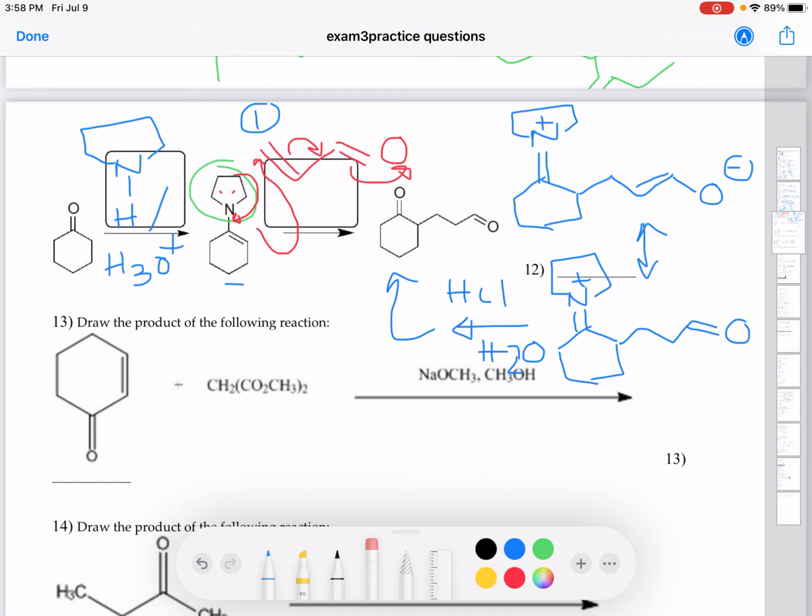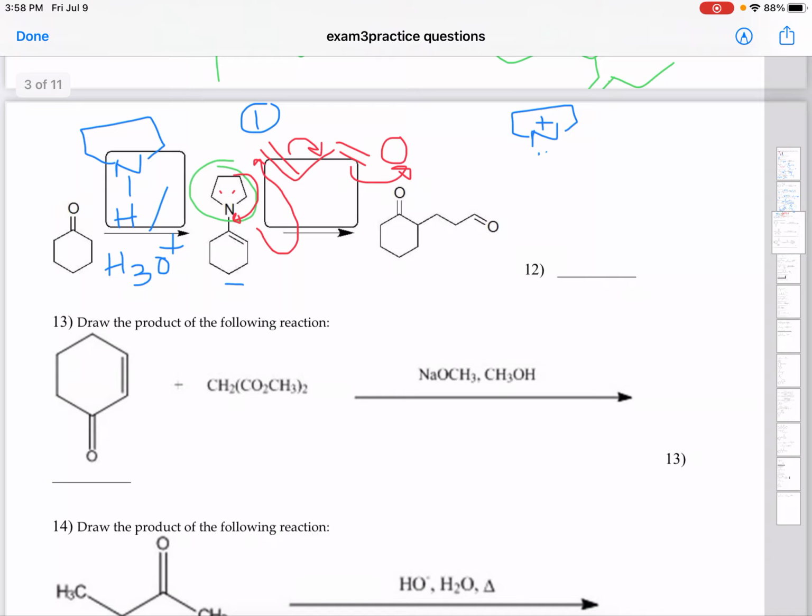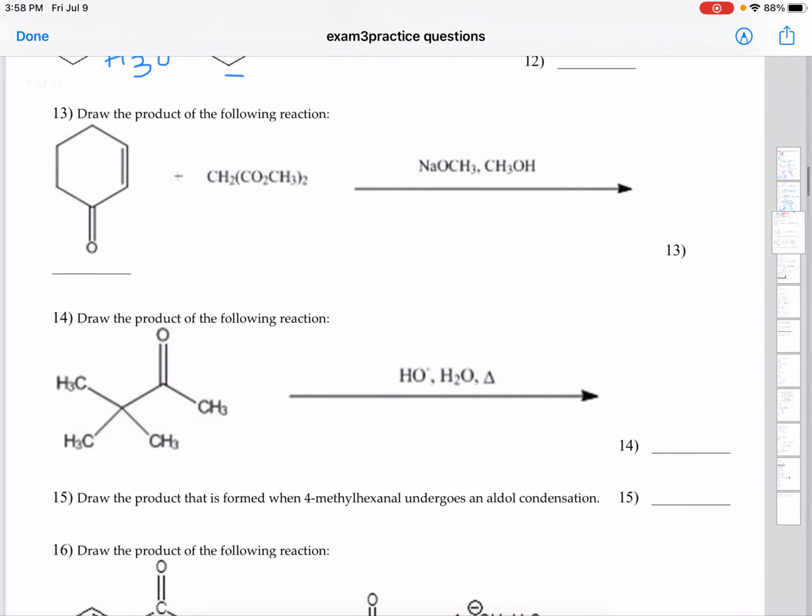Okay, so in that step you will remove this part over here. That is the explanation for that. And then the next one, number 13, draw the product of the following reaction. What are we doing here for number 13?